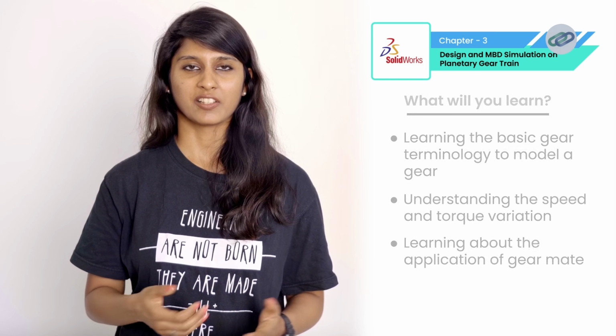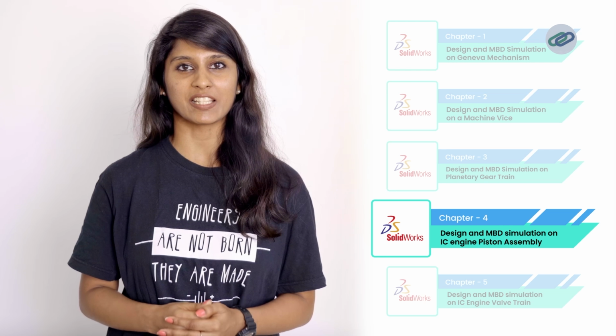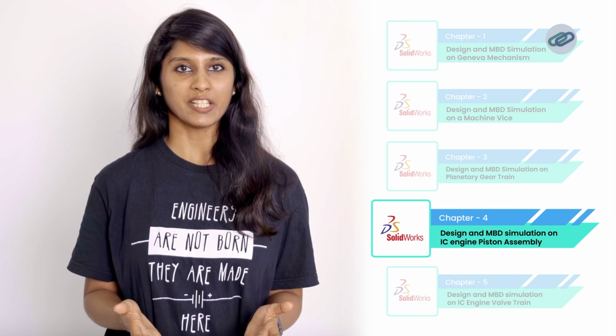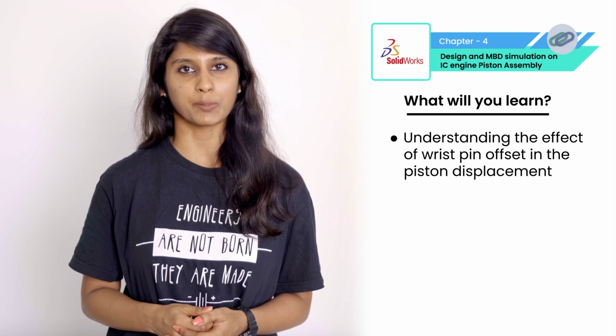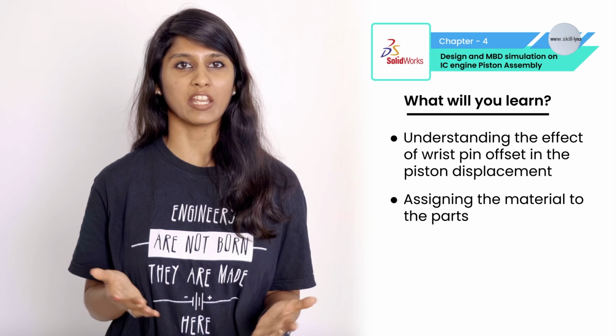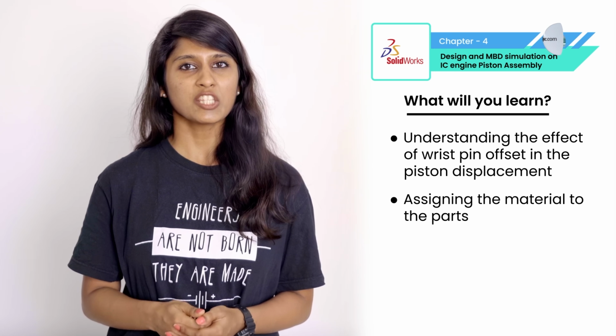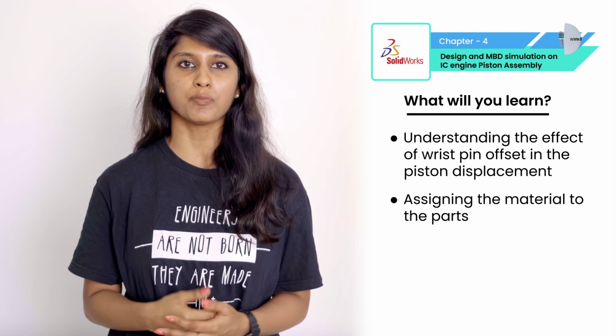application of gear mates. In the fourth chapter, we will explore the kinematics of an IC engine piston assembly. You will design the assembly, simulate its motion, and learn how the wrist pin offset affects piston displacement. You'll also assign materials to the parts and understand how they influence the simulation. This chapter will provide a detailed look at IC engine kinematics and the effects of material assignment.